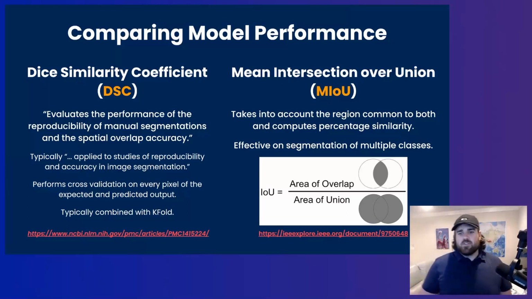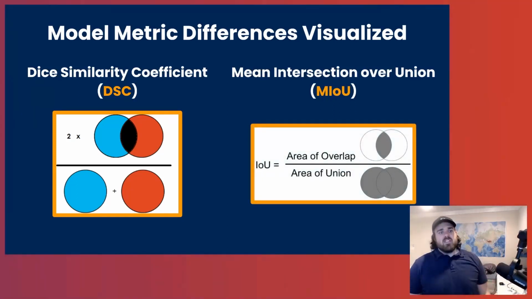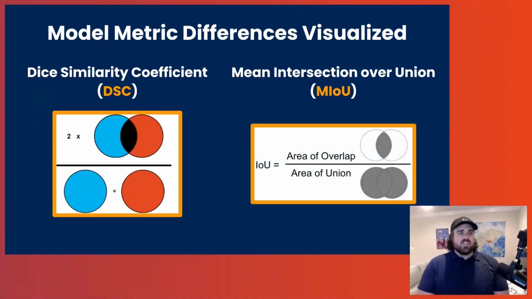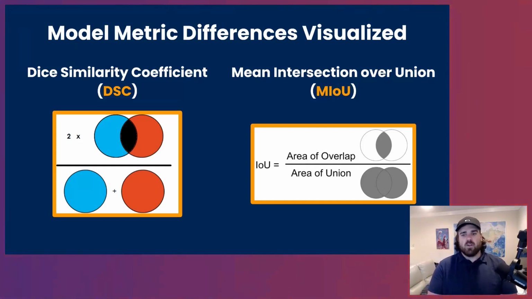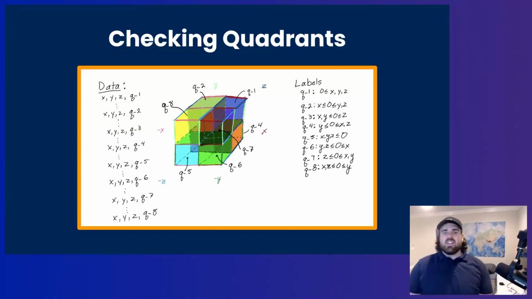This is a visual of what mean intersection over union looks like. These are visual comparisons of the dice similarity coefficient and the mean intersection over union. You can see that the dice similarity coefficient looks similar to what we call in math a harmonic mean.